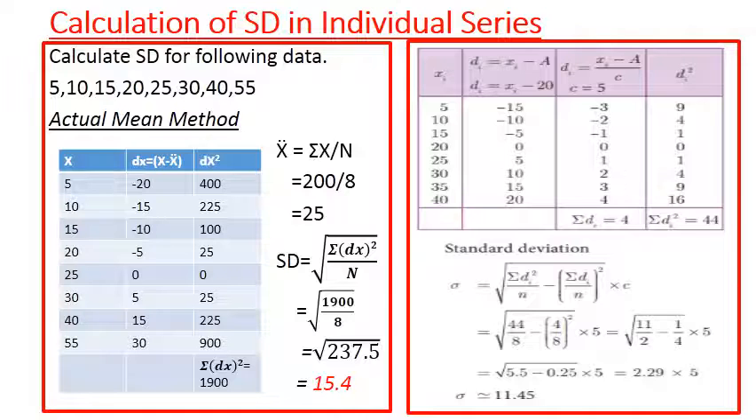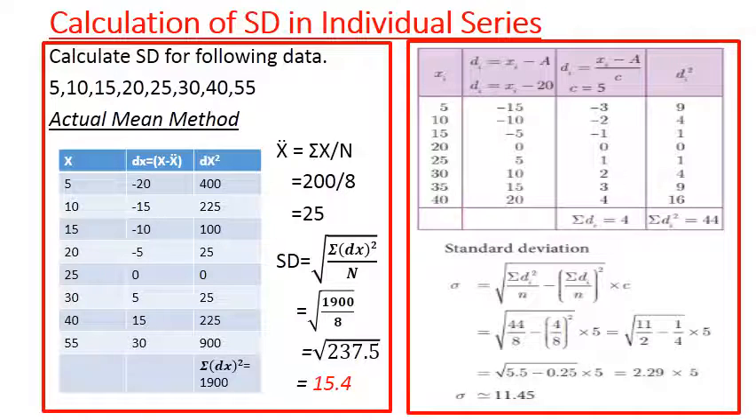Now let us solve one more question based on the assumed mean method. Now the question is, you are asked to calculate the standard deviation, and the series is 5, 10, 15, 20, 25, 30, 35, 40. You can see the series in the right panel. In the assumed mean method, you have to assume a mean. A is the assumed mean. Let us assume A is equal to 20.